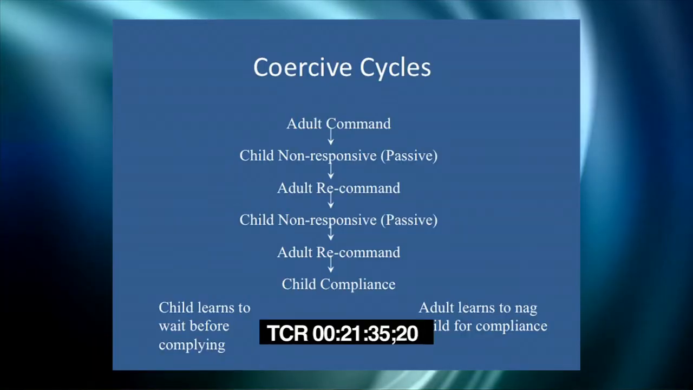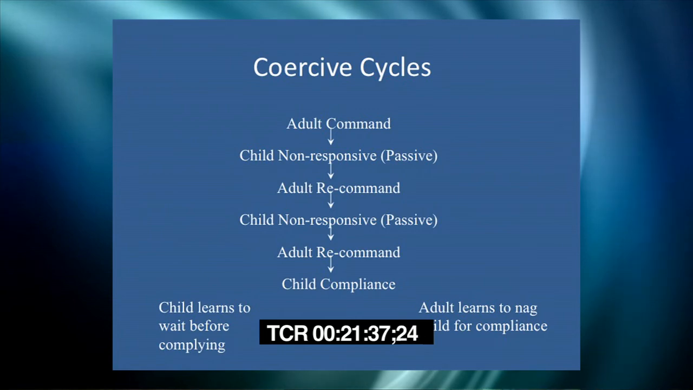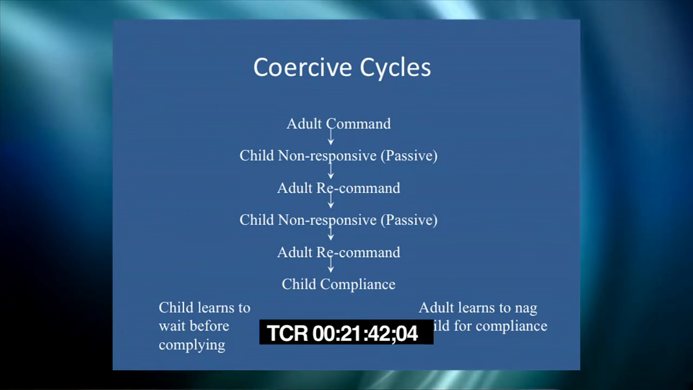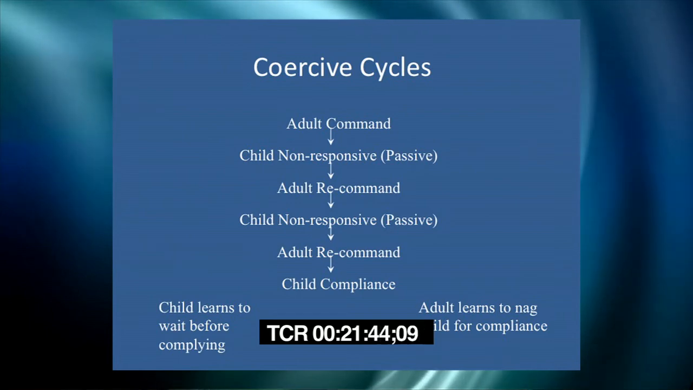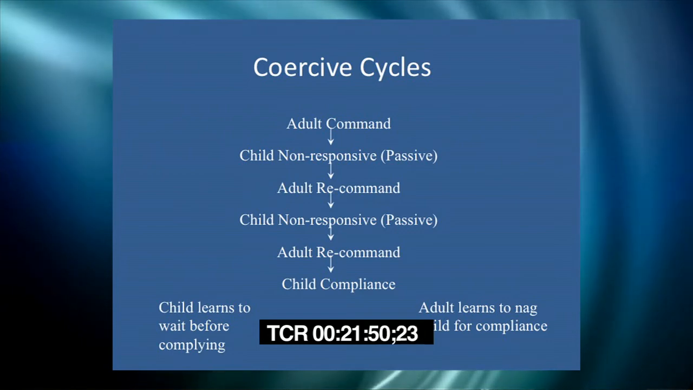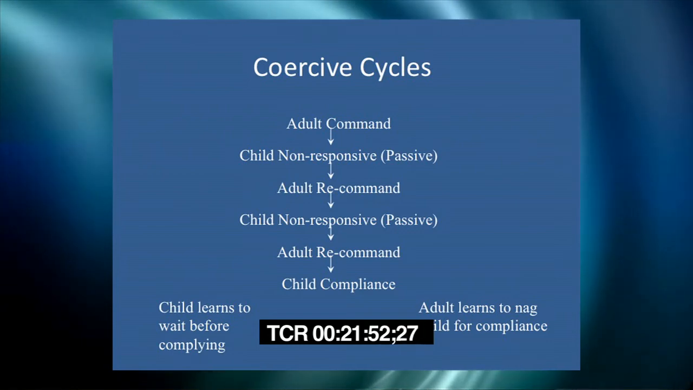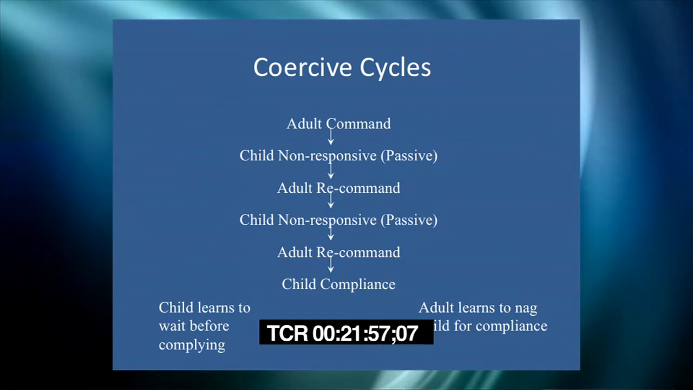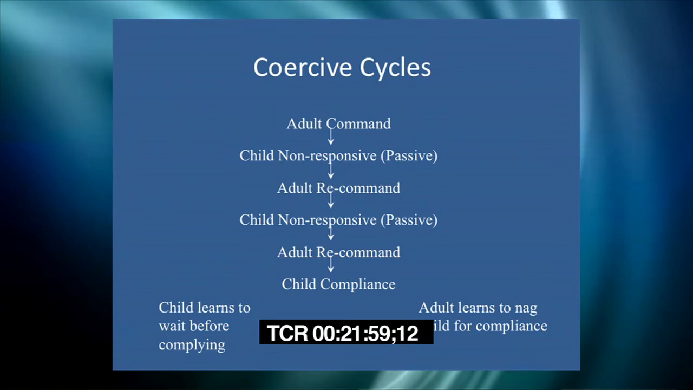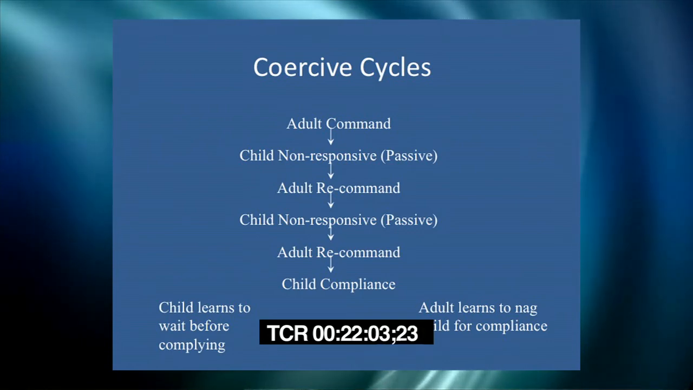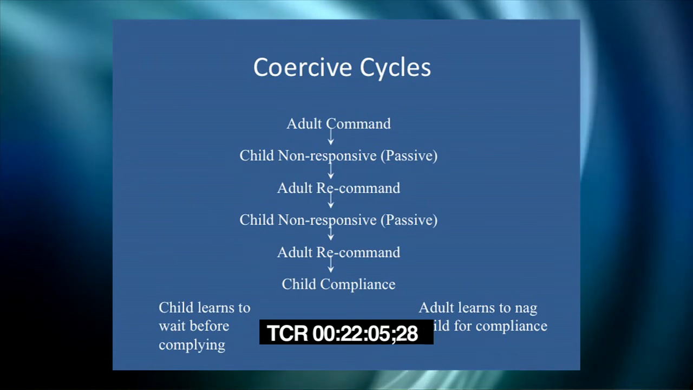This one, the adult gives a command, the child's not responsive, perhaps by being passive. So this might not be, no, I'm not doing it, but just, go pick up your room. Playing, continue doing what they're doing. So just kind of ignoring what the parent says. And the parent gives a command again. And the child just kind of passively ignores it again, or just passively doesn't respond. Adult gives another command. Finally, the child complies. What might the child learn over time in this situation?